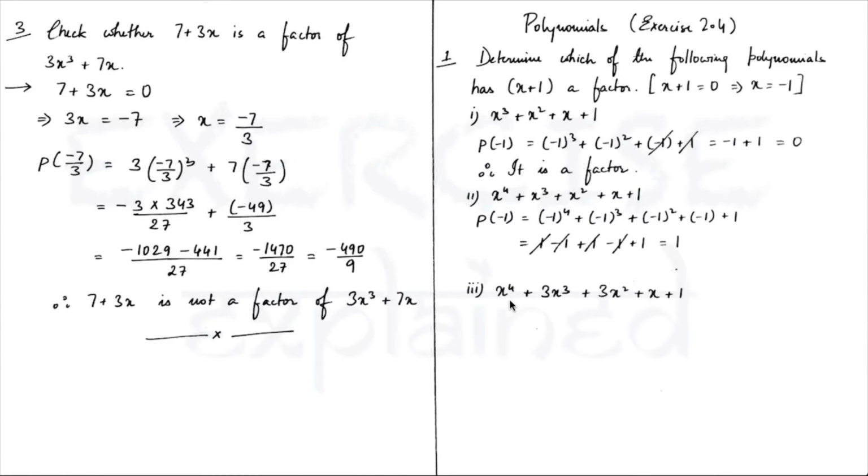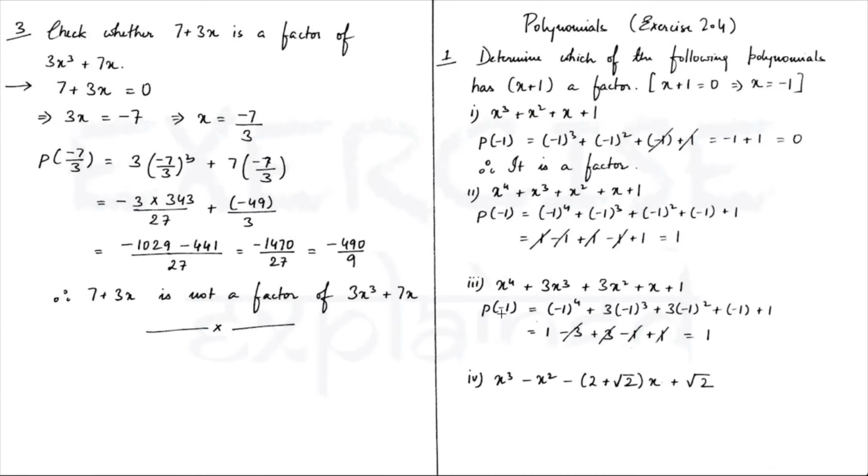Let's get into the next one, that is x to the power of 4 plus 3x cube plus 3x square plus x plus 1. Again I'll be substituting minus 1. So I get p of minus 1 is equal to minus 1 to the power of 4 plus 3 into minus 1 cube plus 3 into minus 1 square plus minus 1 plus 1. So what I get is 1 minus 3 plus 3 minus 1 plus 1, that's equal to 1. Again we have not got p of x is equal to 0, that means this is not a factor.